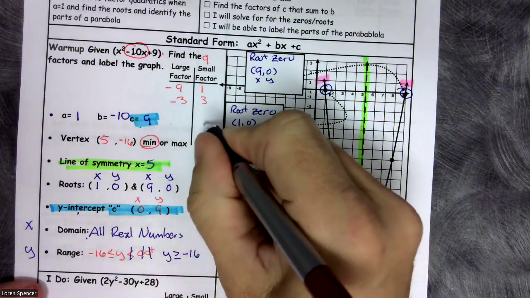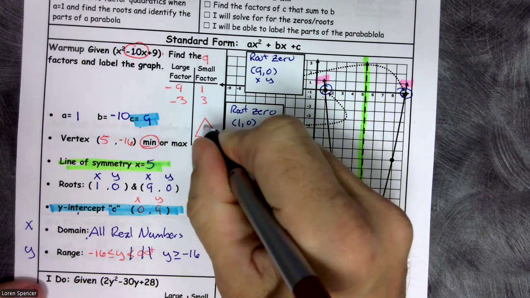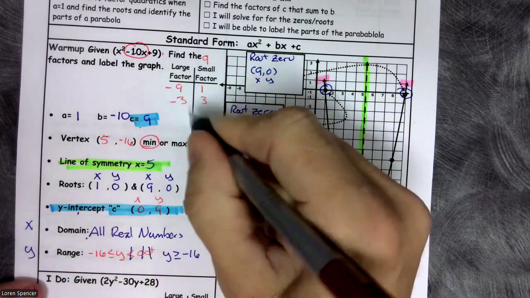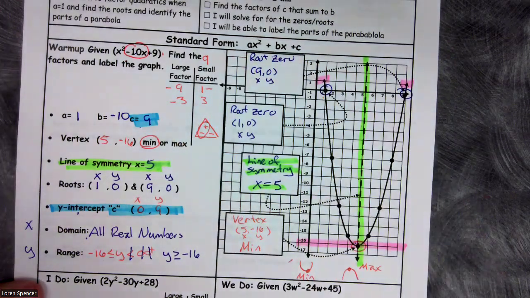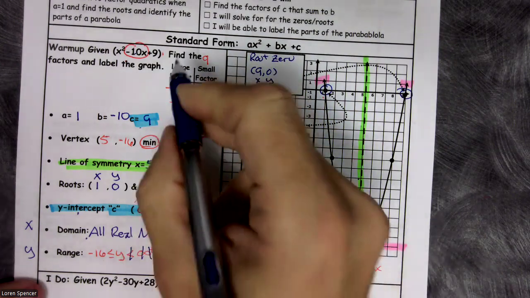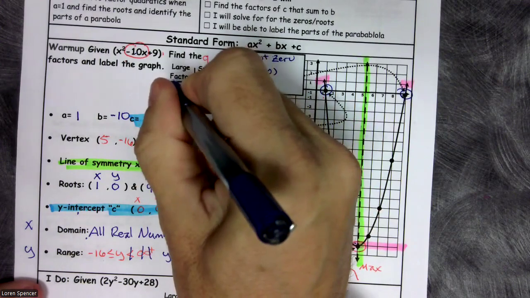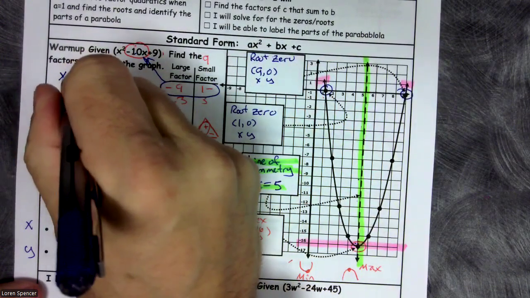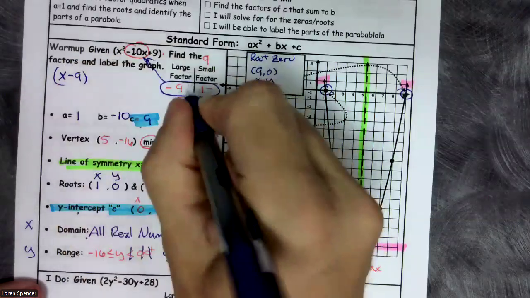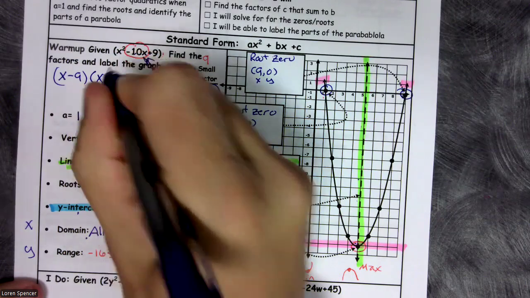To figure out the other term, I need to draw the triangle. And I have a negative and a positive, and what's left over is a negative. So I needed to add up to negative 10. These do. So my factored form of that parabola is x minus 9 times x minus 1.